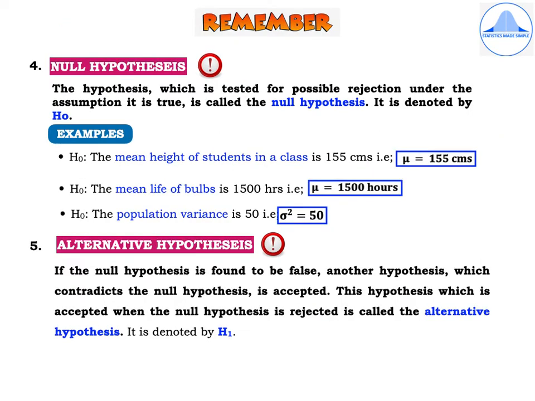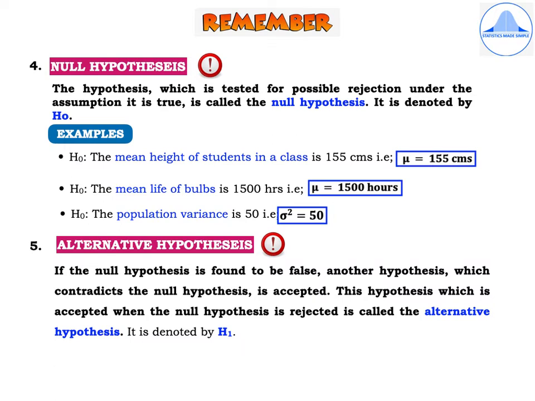When we solve testing of hypothesis problems, we require two very important hypotheses, which is the null hypothesis and alternative hypothesis. So please understand these definitions thoroughly. So the fourth definition which I'm going to explain is the null hypothesis. The hypothesis which is tested for possible rejection under the assumption that it is true is called as the null hypothesis and is denoted by H naught.